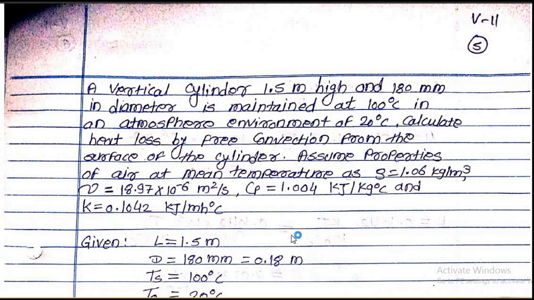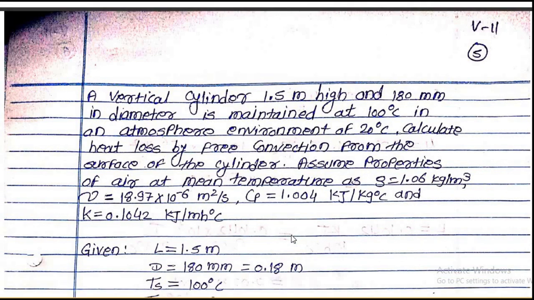So here we go, the first problem related to natural convection or free convection. The statement is: a vertical cylinder 1.5 meter high and 180 mm in diameter is maintained at 100 degrees Celsius in an atmospheric environment of 20 degrees Celsius. Calculate the heat loss by free convection from the surface of the cylinder.